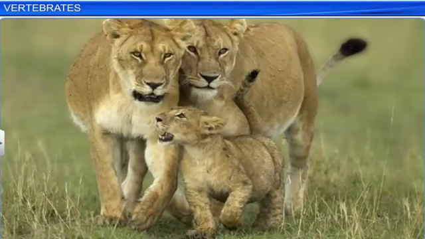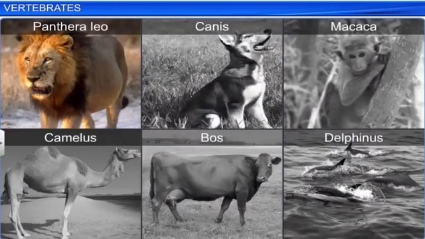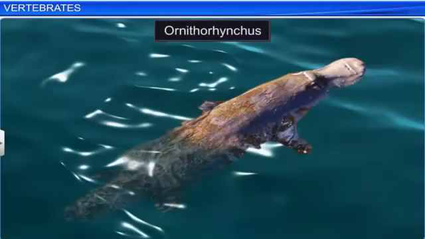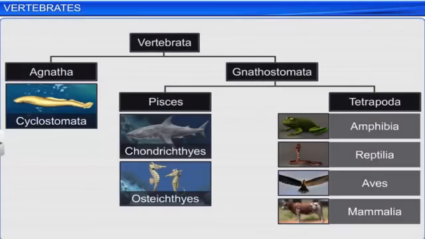In mammals, the sexes are separate and fertilization is internal. They are viviparous. However, some are oviparous and exhibit direct development. Panthera leo, Canis, Macaca, Camelus, Bos, and Delphinus are viviparous mammals, while Ornithorhynchus is an oviparous mammal. Each class under subphylum Vertebrata can be distinguished based on certain morphological and anatomical features.